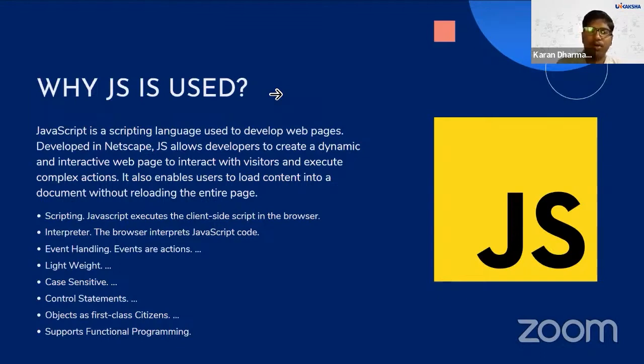The programming language JS was developed by Netscape, one of the oldest browsers in history, one of the earliest browsers as well. So it runs directly on your browser. It doesn't run on your server. It runs on the client side. That's why it is a front-end language.